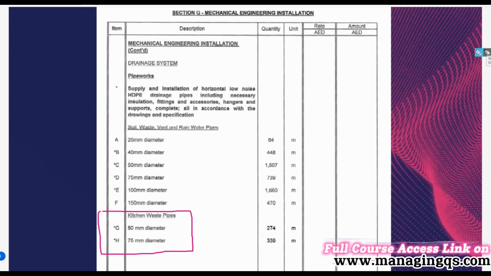Hello guys, did you notice in your project MVP BOQ under the drainage system, the kitchen waste pipes must be calculated separately? Did you know the reason for this? If not, you can see this session until the end.